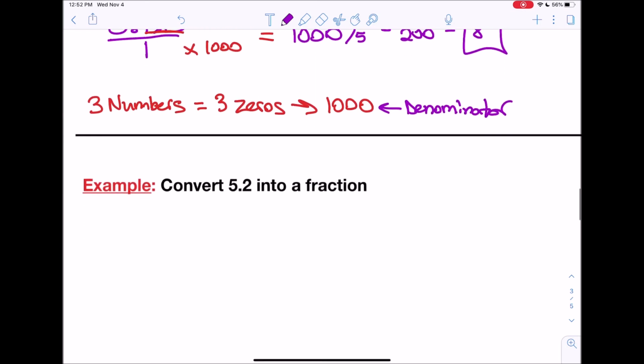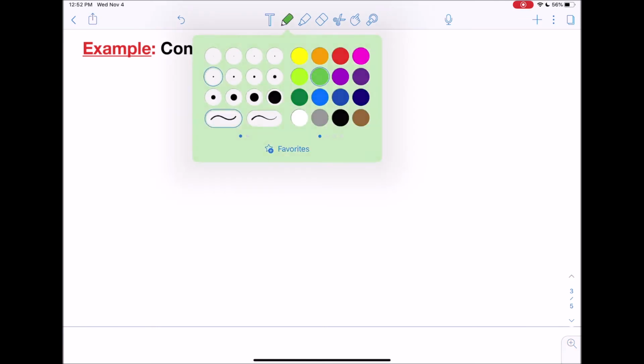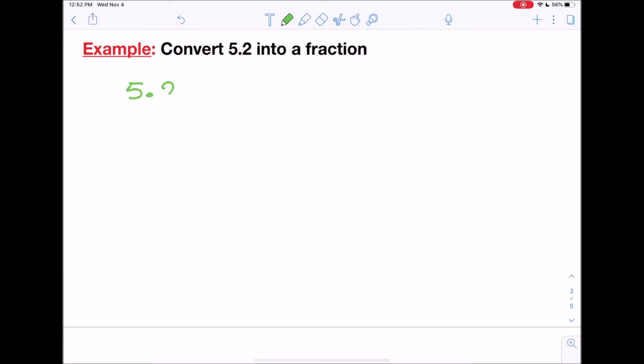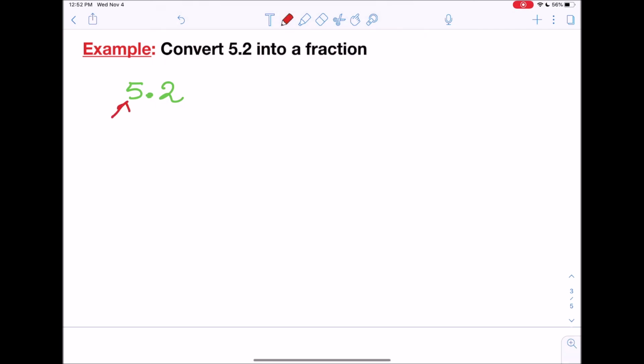All right, let's take a look at another example. Here we have convert 5.2 into a fraction. So we have 5.2. Now this one's a little different because we have a whole number in our decimal, right? We have this 5, which is a whole number, not a decimal. So because it's a whole number, we leave it alone, okay? It's not a decimal. We don't have to change anything with it, all right?